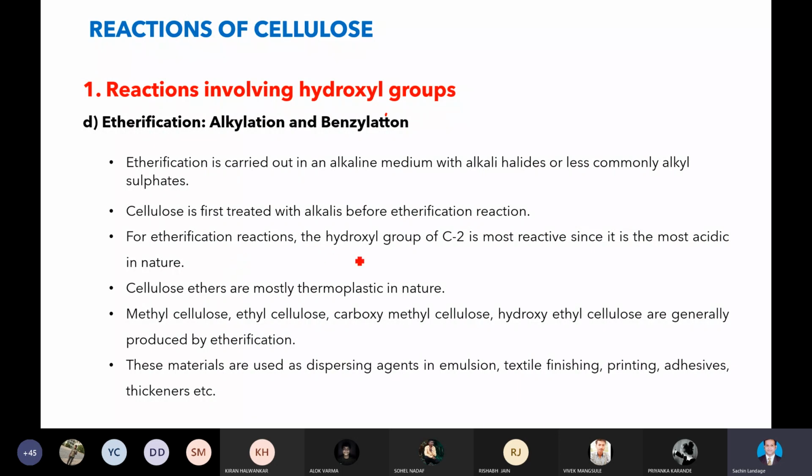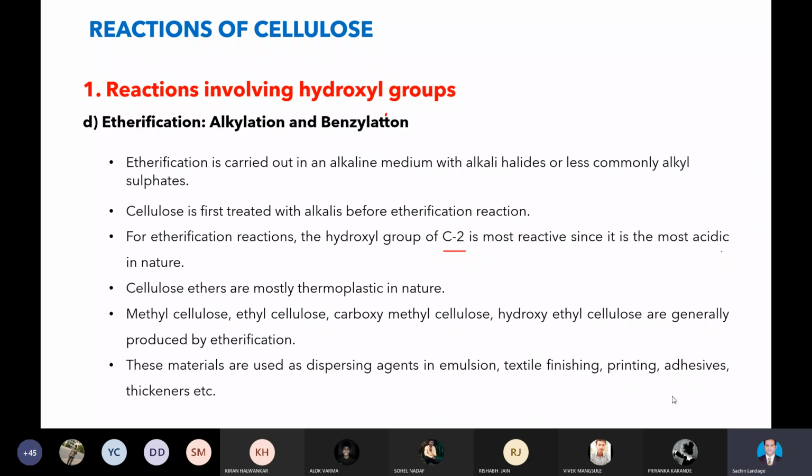For this reaction, the hydroxyl group of C2 is the most reactive, being the most acidic in nature. The reaction is performed in alkaline condition, and that's why it is highly acidic in nature and gets reacted at C2. So cellulose ethers are mostly thermoplastic in nature, and examples are methyl cellulose, ethyl cellulose, carboxymethyl cellulose, hydroxyethyl cellulose.